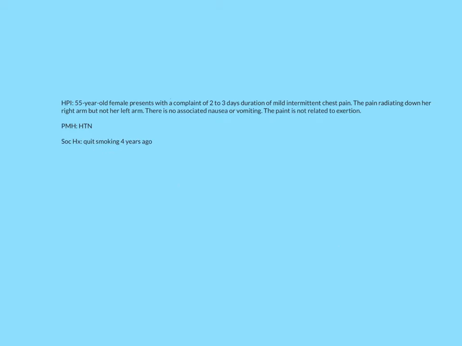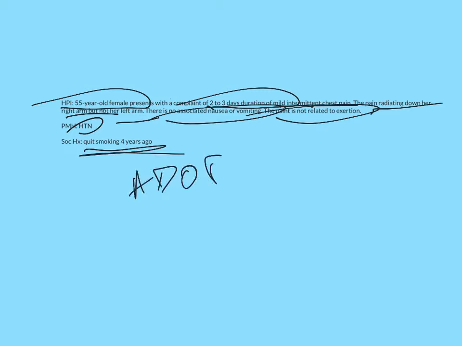So in this case, we have a 55-year-old female. She has 2 to 3 days duration of mild intermittent chest pain. The pain is radiating down her right arm, but not her left arm. No nausea and vomiting, and the pain is not related to exertion. Patient has a history of hypertension. She quit smoking 4 years ago, and as far as family history goes, she is adopted. So this is where we're going to start.